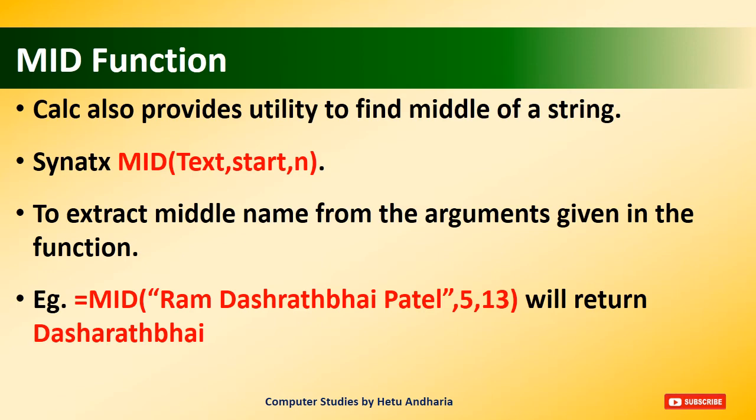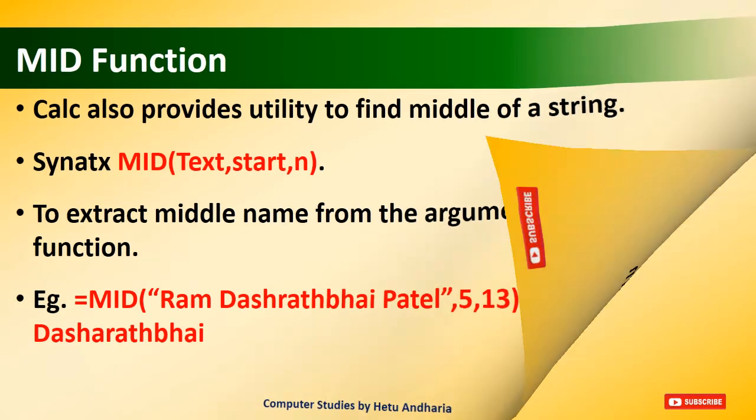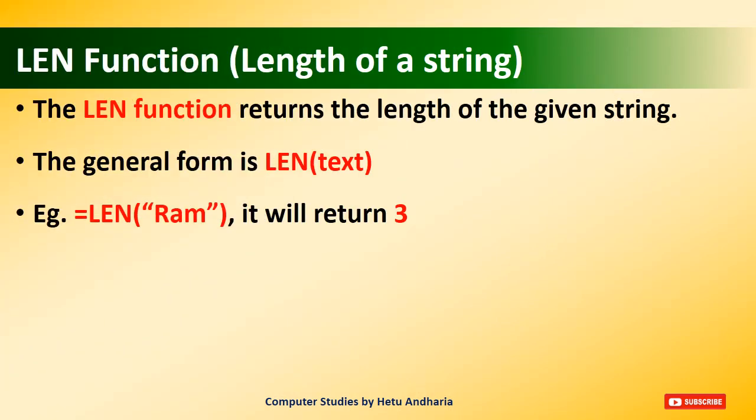Now practically I will be teaching you these 3 functions plus one more function. Let's start the practicals. The last function of this kind is the LEN function. It is used to measure the length of the given string. The general form is equal to LEN, bracket, the cell address or text. For example, if we want to measure the length of a text, is equal to LEN, bracket, double quotes Ram. It will return 3.